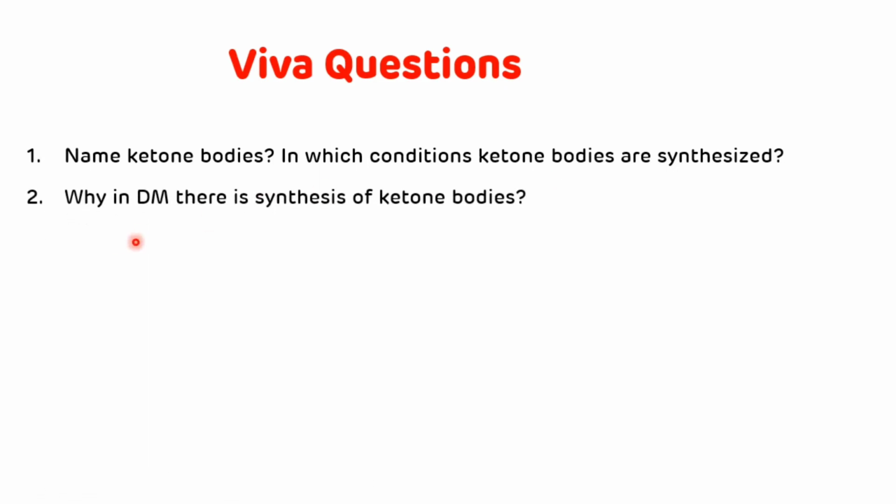Second question is, why in diabetes mellitus is there a synthesis of ketone bodies? In diabetes mellitus, as there is an absolute or relative insulin deficiency, cells are not able to utilize glucose. So there is gluconeogenesis, and the majority of the oxaloacetate will be utilized in gluconeogenesis. So acetyl CoA will not be completely oxidized in the TCA cycle, and it will be channeled towards ketone body synthesis.